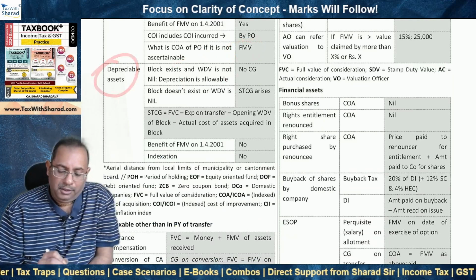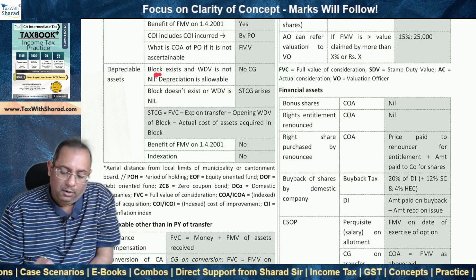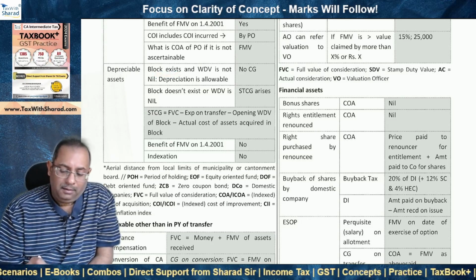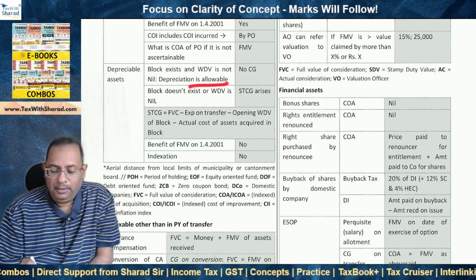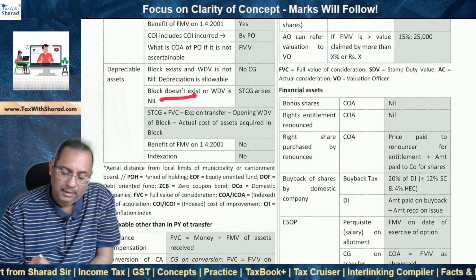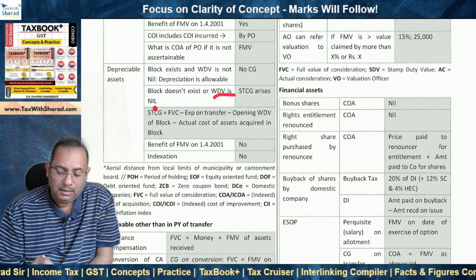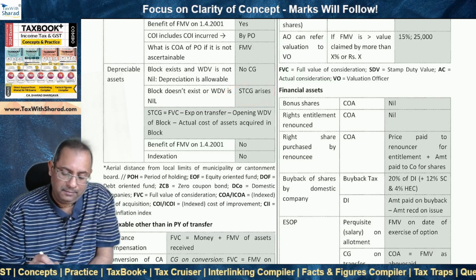Special provisions for depreciable assets, section 50. Where the block of assets exists and WDV is not nil, that means it is positive, then depreciation is allowable and consequently no capital gain arises. However, where the block doesn't exist or the WDV is nil, that means not positive, then short-term capital gain arises.